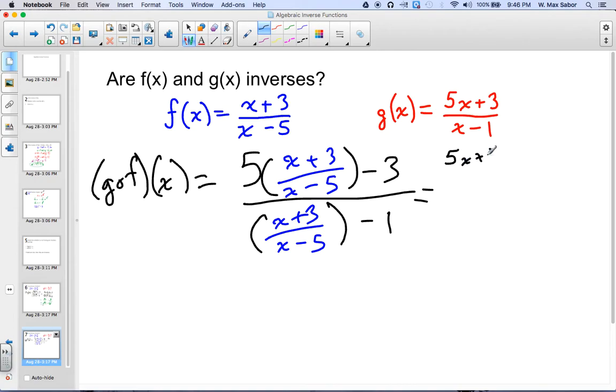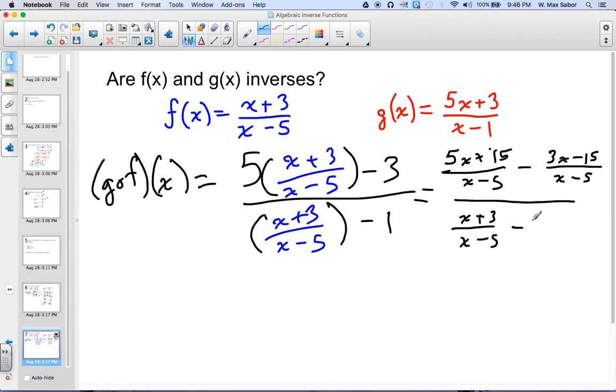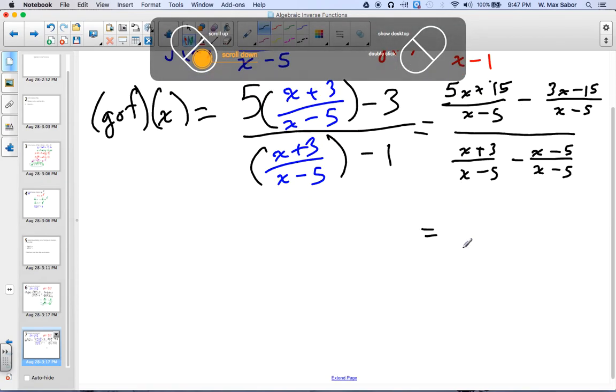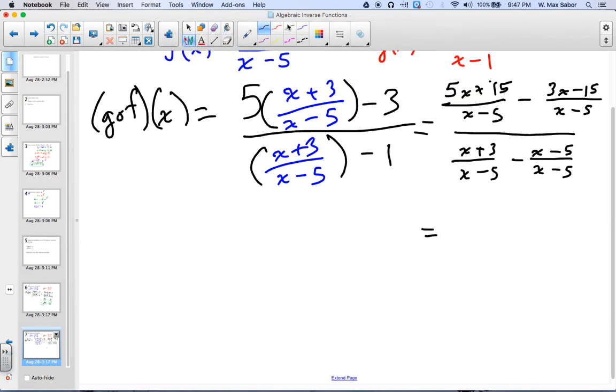5x plus 15 over x minus 5. The common denominator is x minus 5, so 3x minus 15 over x minus 5. In the denominator, we get the common denominator of x minus 5 again. Key step here is to remember to distribute those negatives. So we have 5x plus 15 minus 3x plus 15, because we have to distribute this negative.